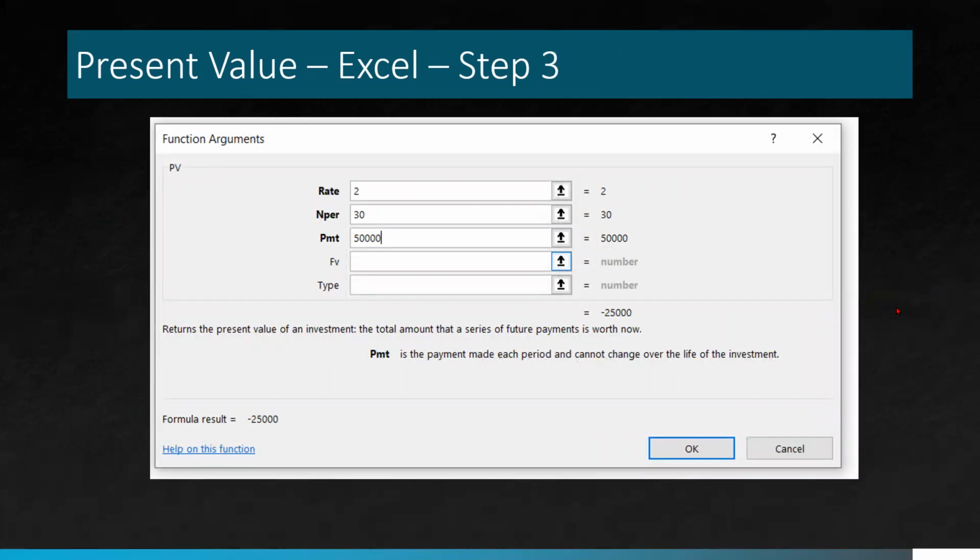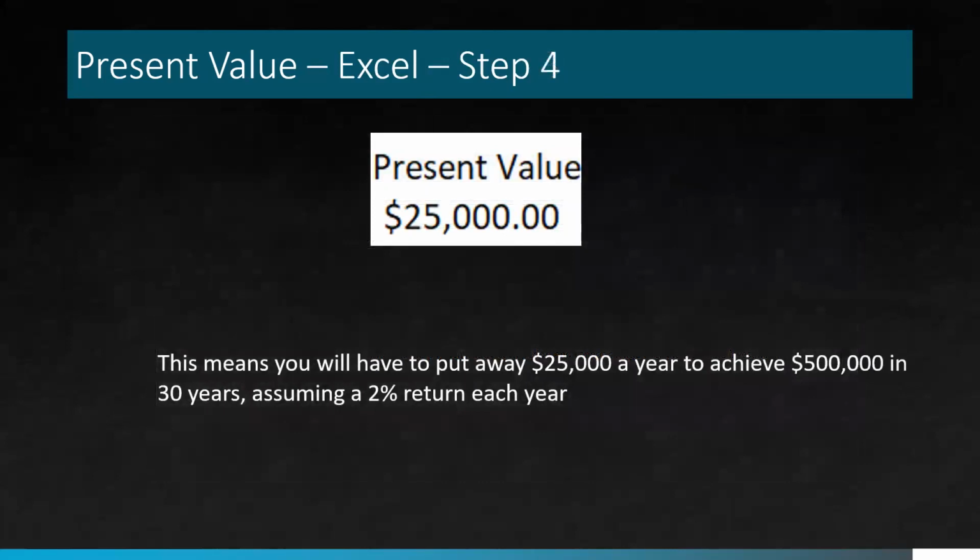I'm sorry, we said it was $500,000. So I put in 2% each year over 30 years, and I want to end up with $500,000. And I would click OK, and it would return a value of $25,000. So that means beginning now this year, you would have to put away $25,000 per year to achieve $500,000 in 30 years, assuming a 2% return each year. Now, if you were to increase that percentage, of course, you wouldn't have to put away as much per year.